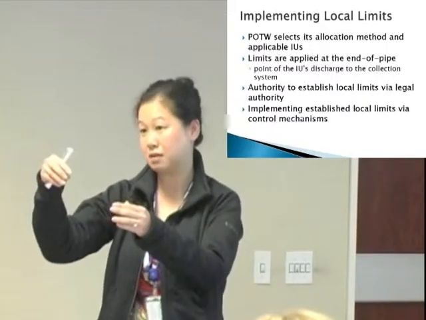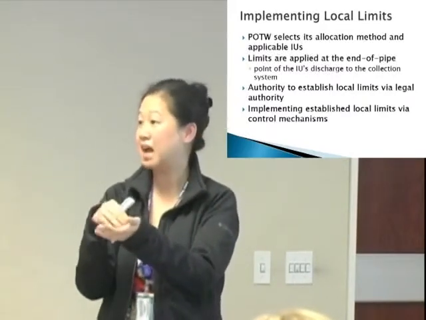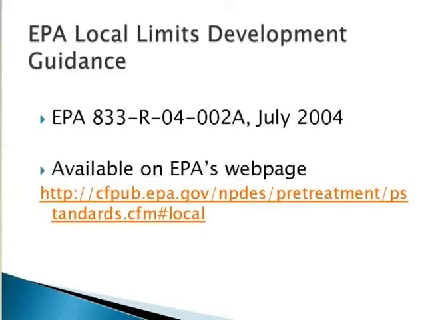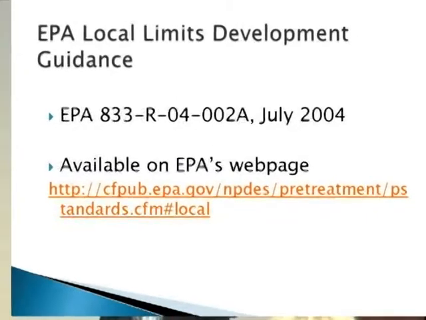So there could be treatment. If there's treatment, then it's immediately after that treatment. So there's a difference in compliance points. Local limits are end of pipe. Categorical limits are end of process. POTWs have to have the legal authority established in their ordinance or local regulations to establish local limits, and then they apply those local limits via control mechanisms such as permits.